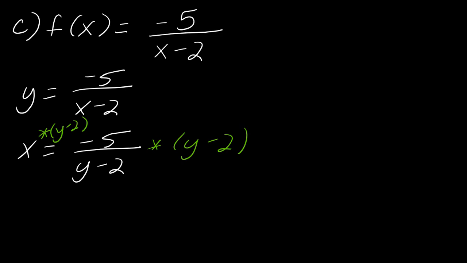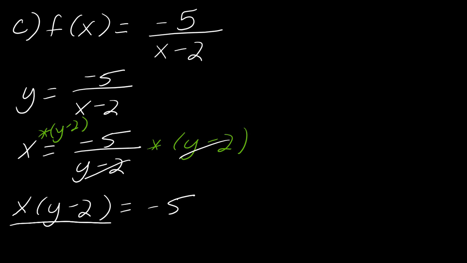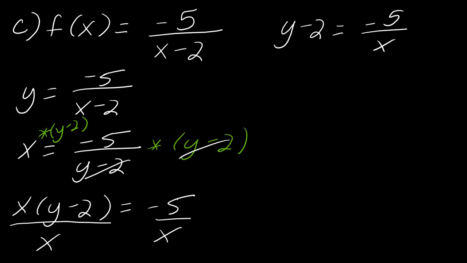So what this is going to turn into then is I have x times y minus 2. So these y minus 2's will cancel out, and I'm just left with negative 5. So now I want to get y by itself. So to get y by itself, I'm going to divide out the x. So I'll continue this over here. So this becomes y minus 2 equals negative 5 over x.